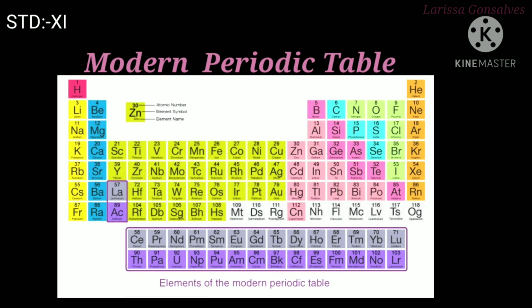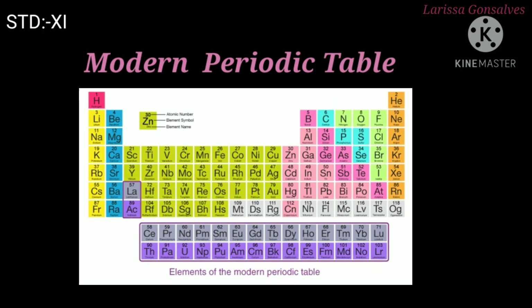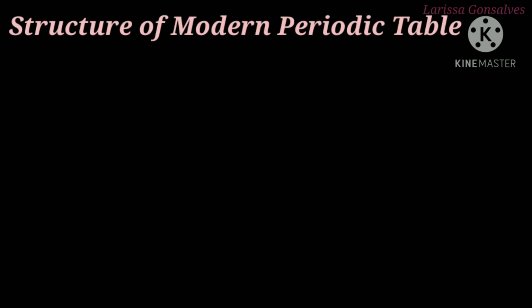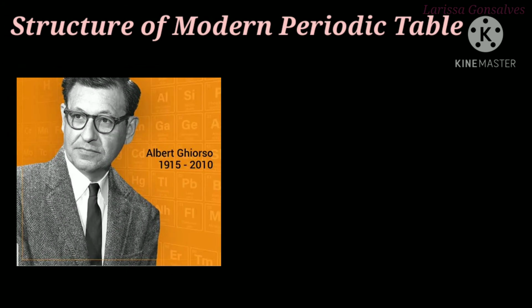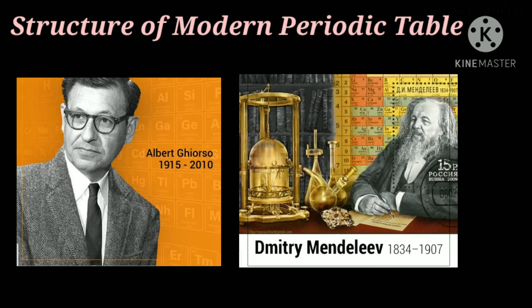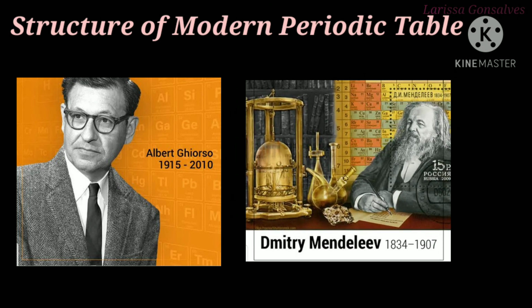We are now starting with a new chapter, that is modern periodic table. The first topic that we are going to study under this chapter is the structure of the modern periodic table. We know that over a long period of time there were a number of scientists who had come up with different forms of periodic table.